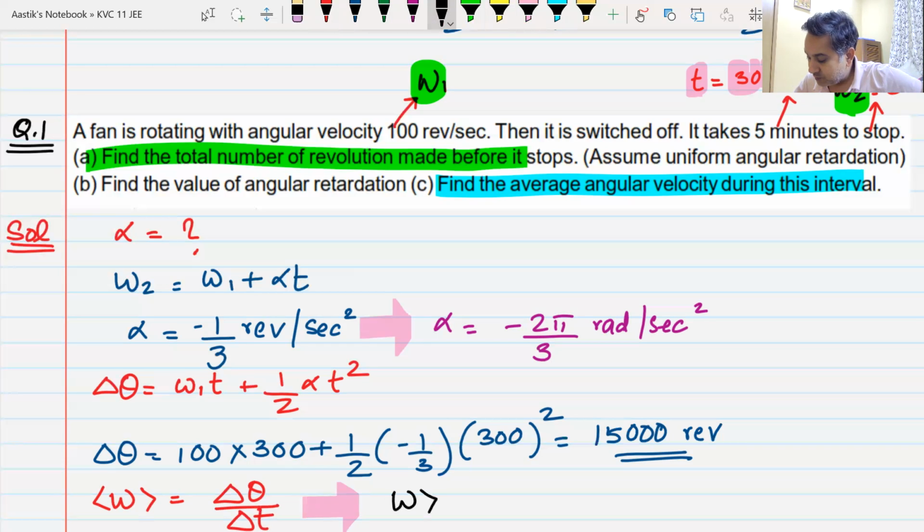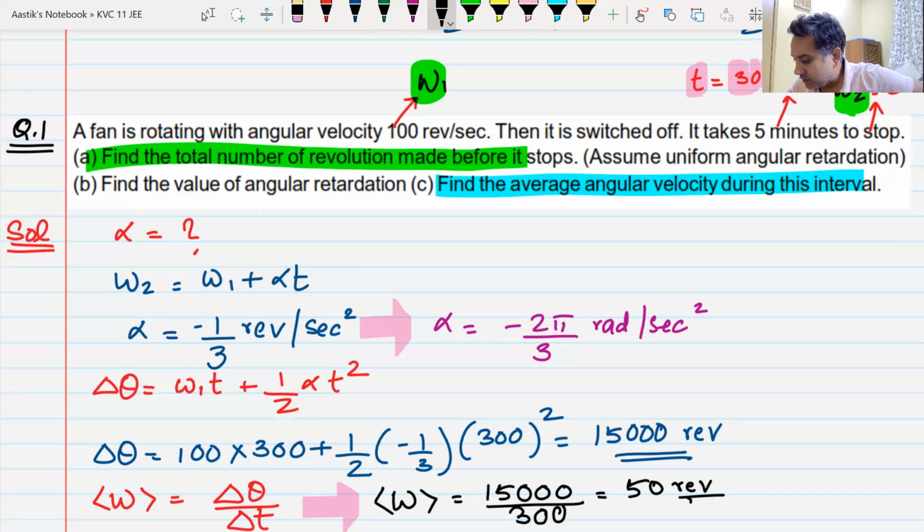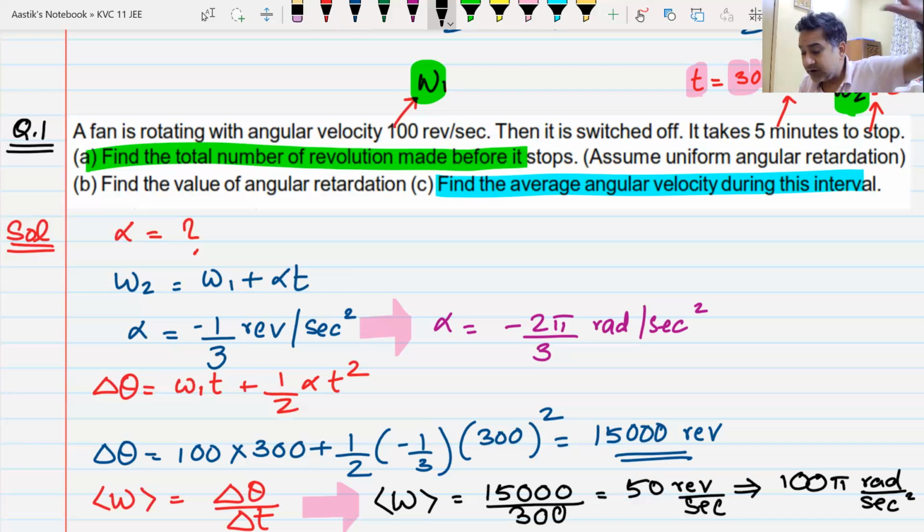So omega average will be total angular displacement, 15,000, divided by total time, 300, and you will get your answer in revolutions per second: 50 revolutions per second. If you want the answer in radians per second, multiply it by 2 pi, because seconds and seconds are the same. So it will become 100 pi rad per second squared. Do we understand this? Anyone got this? Yes or no?